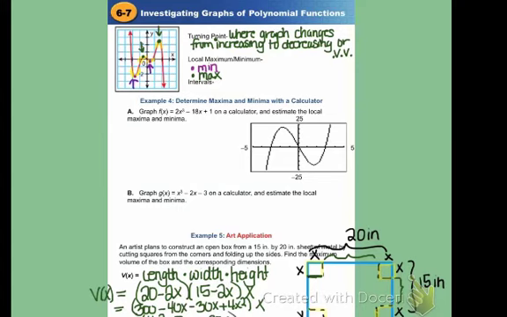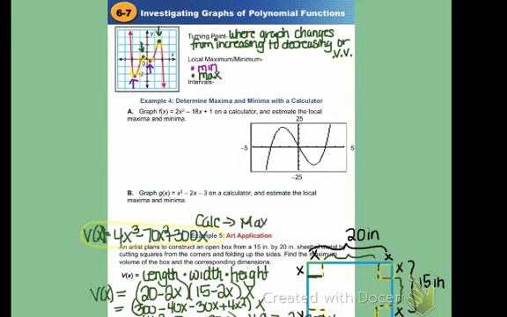If I distributed that x through, I would basically just raise the power on the variable on each one of these. So it would be 4x cubed minus 70x squared plus 300x. Let me just rewrite this up here again. And so this is our volume function, and all we would have to do is put it in the graphing calculator, and we'll look for the maximum.